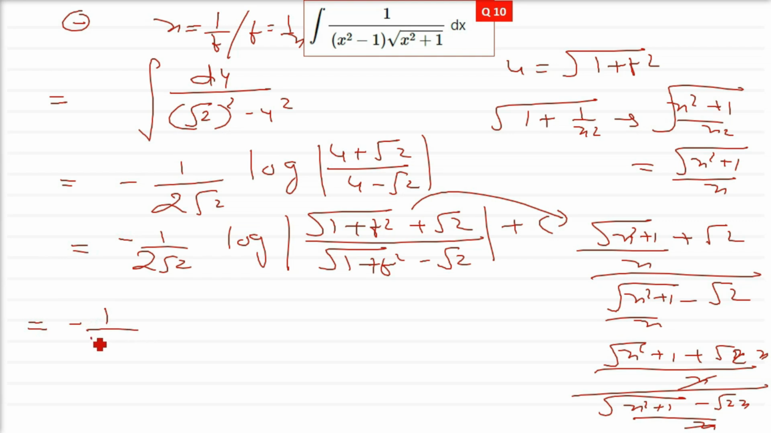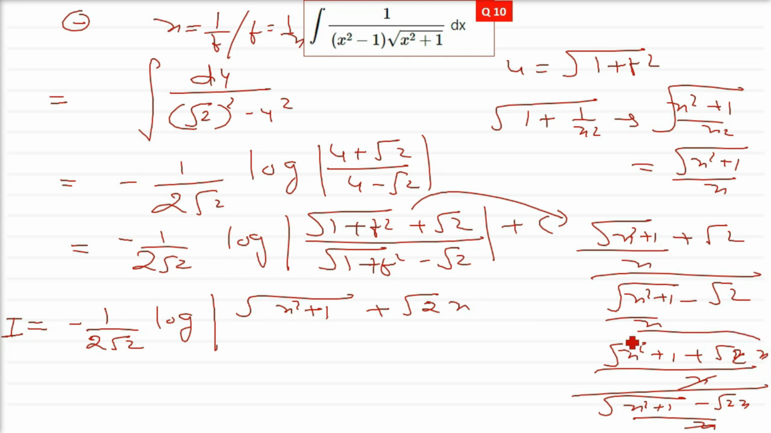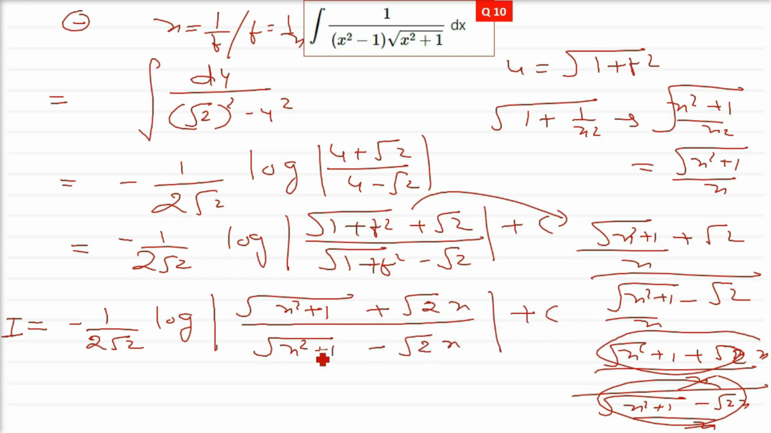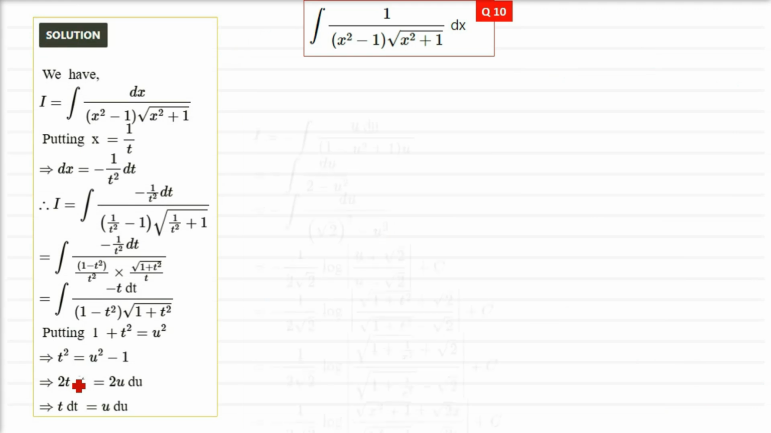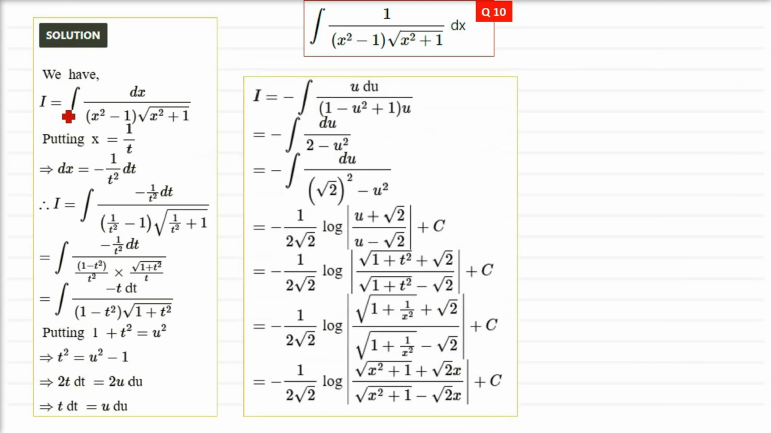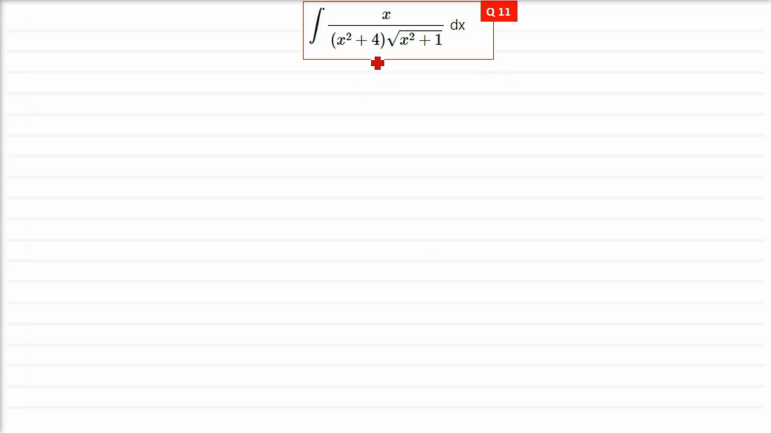So the final result will be negative 1 by 2 root 2 log modulus of under root x square plus 1 plus root 2 x, from here I am taking after resolving, divided by under root x square plus 1 minus root 2 x, plus a constant of integration. This is your final result. So this is how we are going to solve it. It was a kind of tricky question because first you have to take x equals to 1 by t, then 1 plus t square as u square, then only you are able to solve this. Now this seems to be a very easy question because there is one more question in the last.